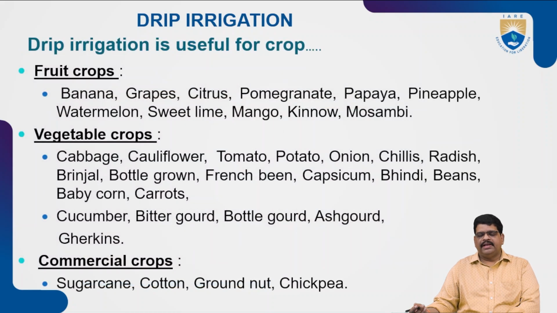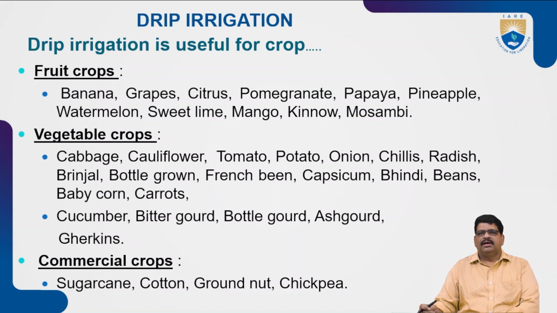So next, drip irrigation is used for the crop. Which types of crops can this type of drip irrigation be applied to? The first one is fruit crops. In the fruit crops, which type of cultivation will be done?